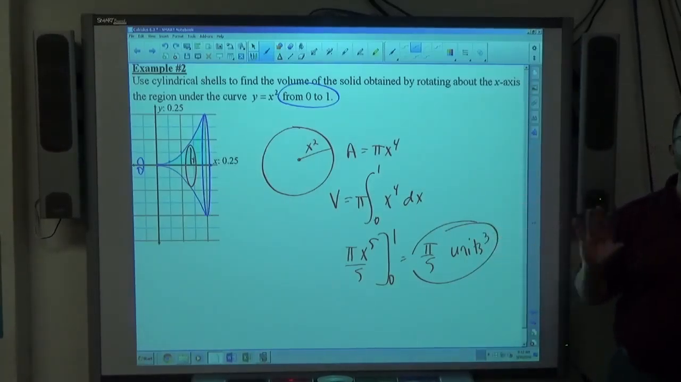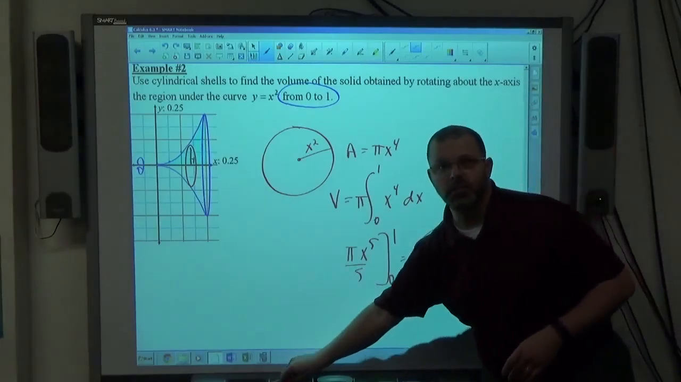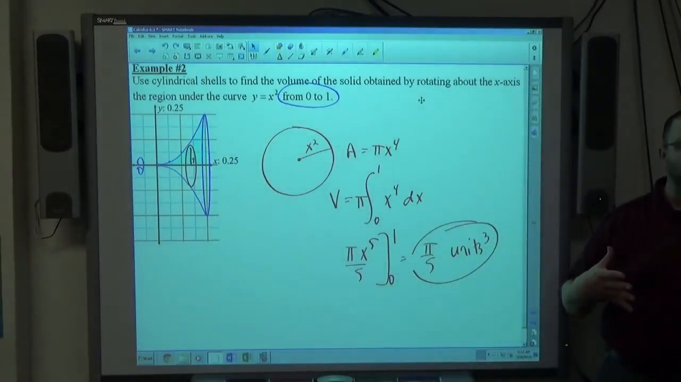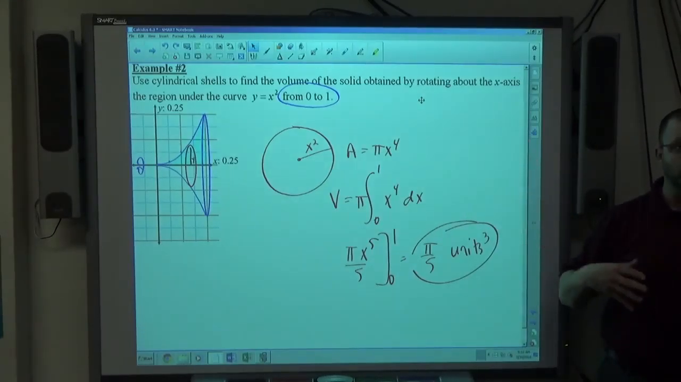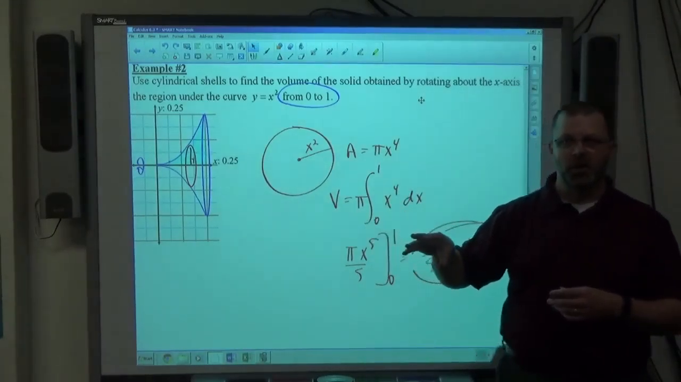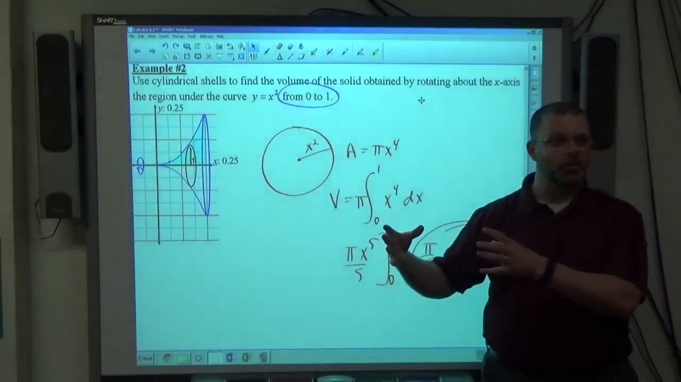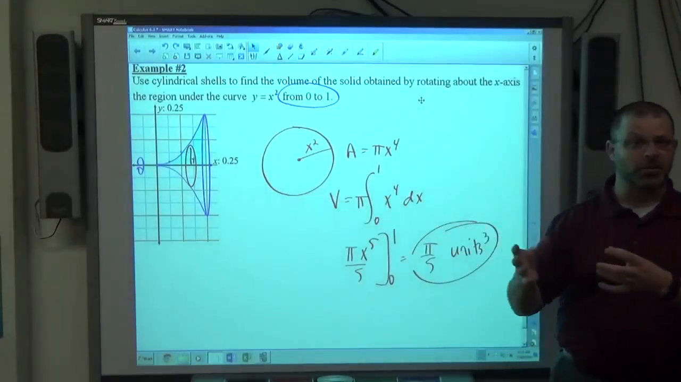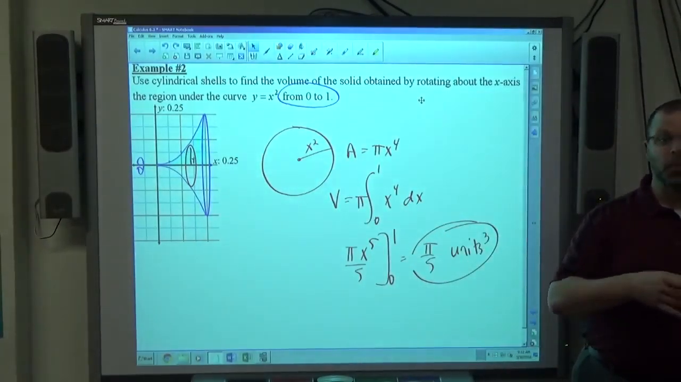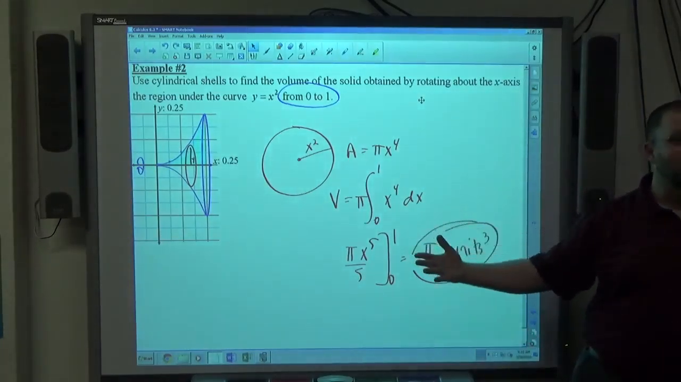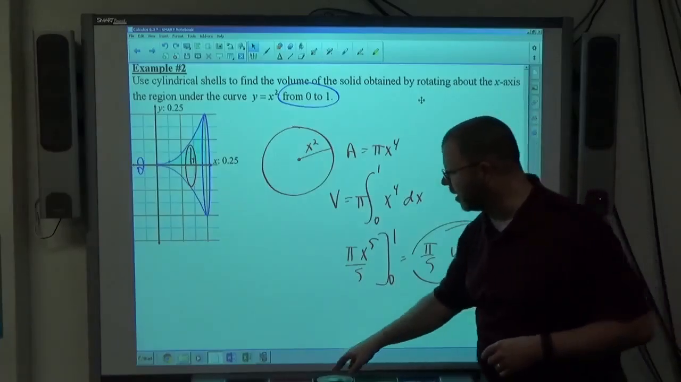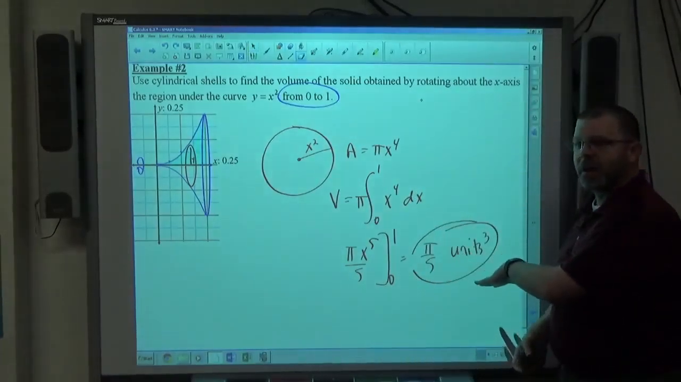You're not going to like it very much, but it does give us some technique and some ideas on how to use the cylindrical shell method better on a not very difficult problem. Just like any other math that we did, we would do some difficult concepts from the easier problem to practice the skills to be able to handle harder problems when the other method doesn't work. Sometimes the cylindrical shell method is necessary, so we want to practice it and get good at it. But just know that pi over 5 units cubed is the right answer.